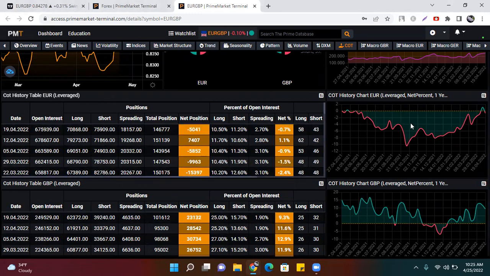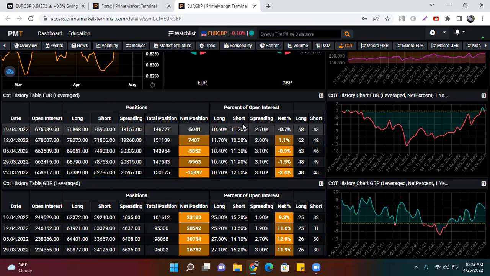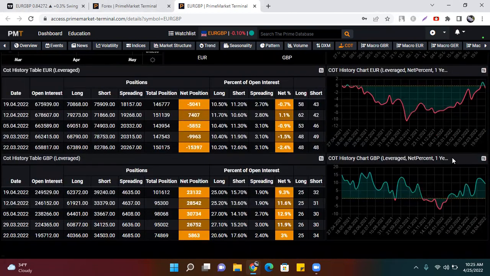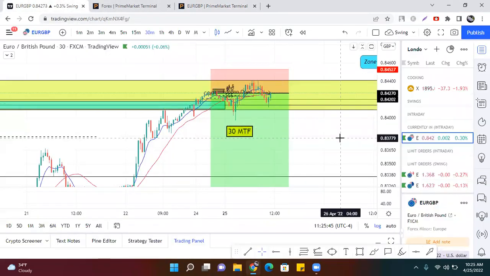So this video is going to be over how to use COT data. This will change your trading very, very majorly. You'll be able to see how this all works right here. The only thing we're going to be focusing on is these two graphs and these two tables, and then we're going to go to the chart and see how it applies, right?